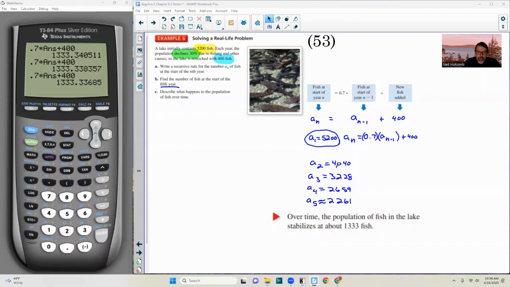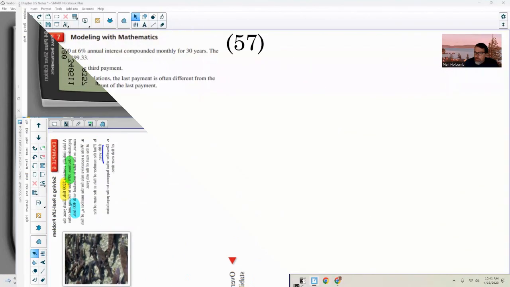And so we state that. Okay, so that's what's happening with the population of fish if they add 400 every year. Okay, so now you should be able to do problem number 53 in your exercises.